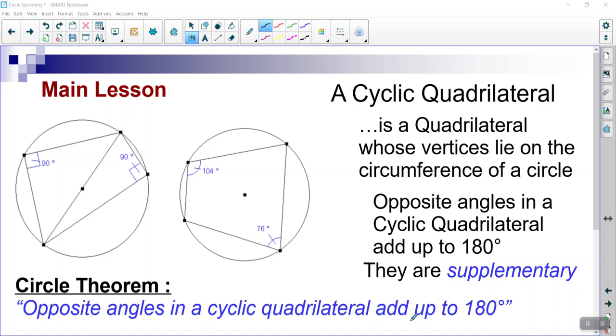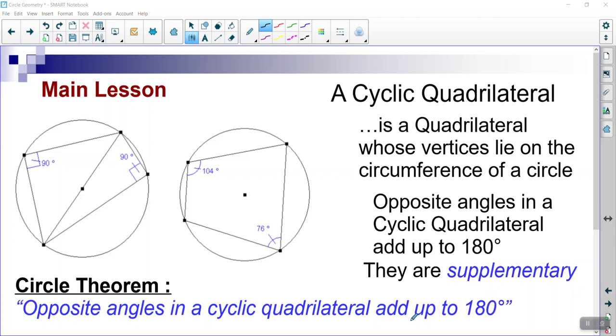For those of you who missed today's lesson, we'll quickly go over the content that was about cyclic quadrilaterals and the circle theorem associated with it. A quadrilateral, as you know, is a four-sided polygon. So what is a cyclic quadrilateral?